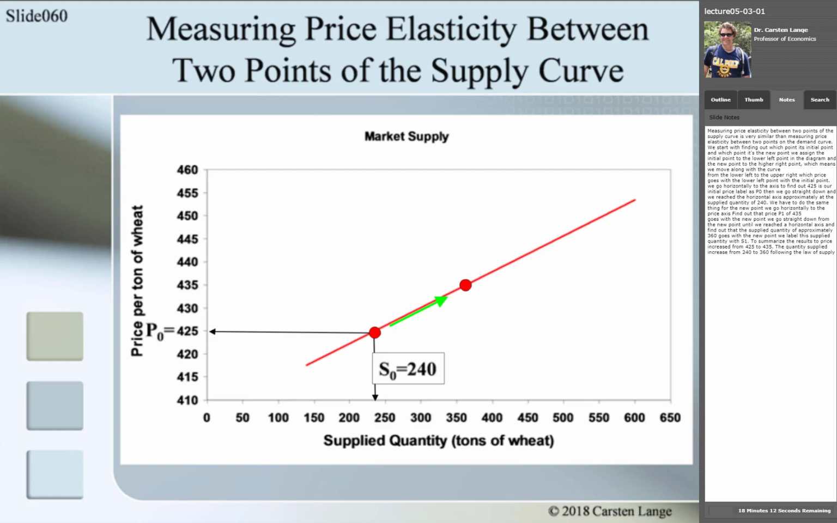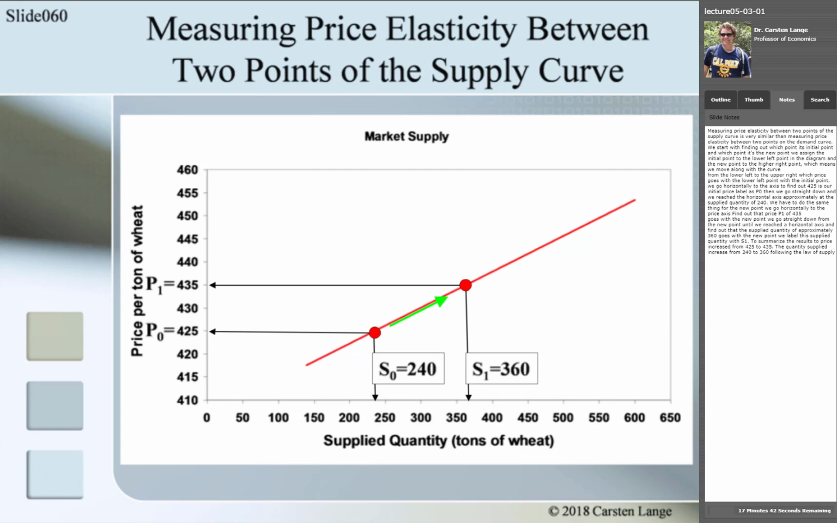We have to do the same thing for the new point. We go horizontally to the price axis, find out that the price P1 of 435 goes with the new point. Then we go straight down from the new point until we reach the horizontal axis and find out that a supplied quantity of approximately 360 goes with the new point. We label this supplied quantity with S1.